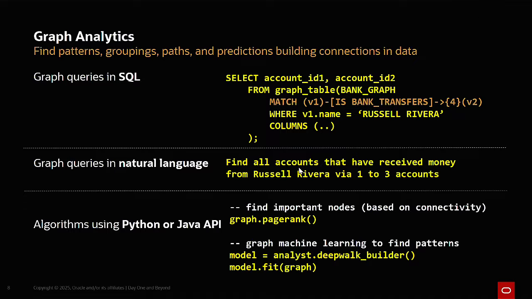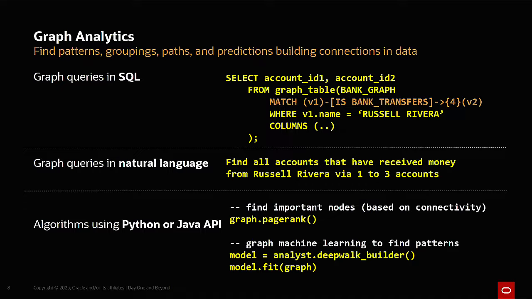You can now ask the same question in natural language, and there are ways to translate that into a graph query using an LLM or using a Select AI infrastructure to translate that into a query that runs in SQL. And then we also have algorithms that use the Python or the Java API.